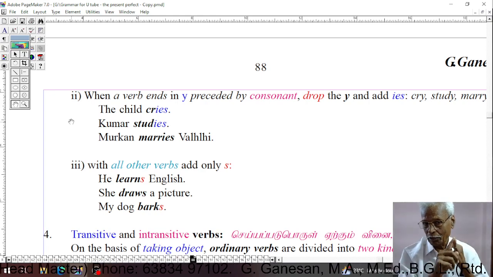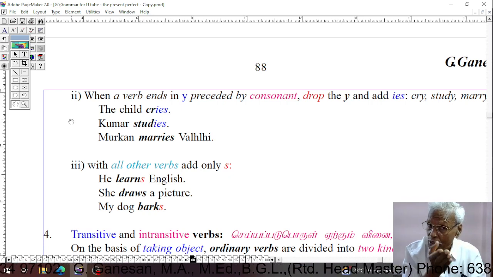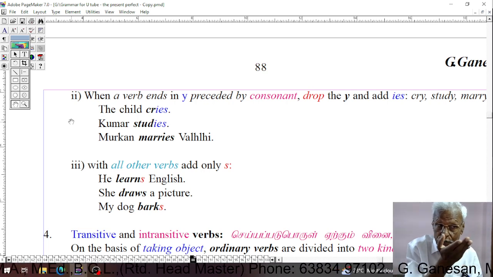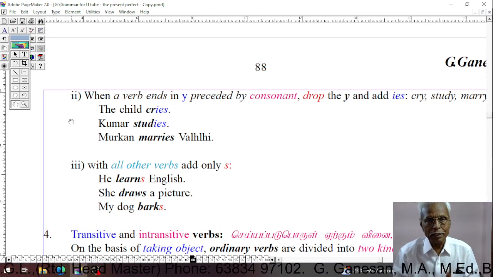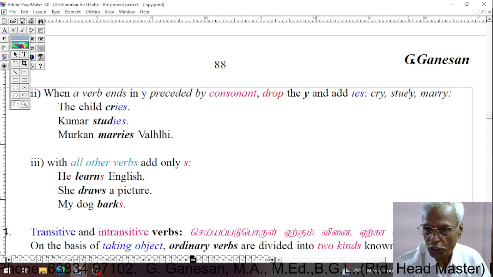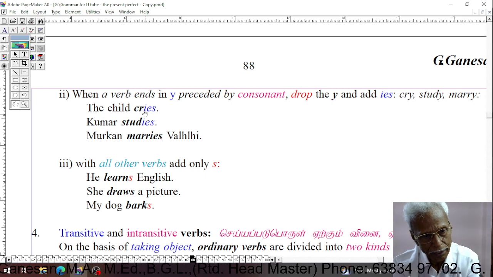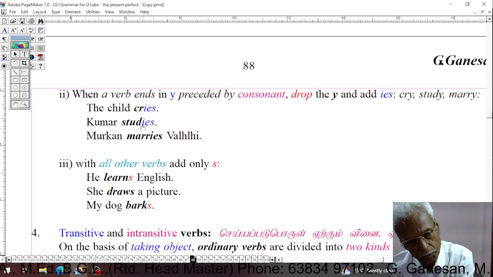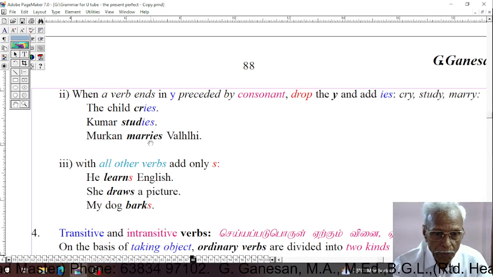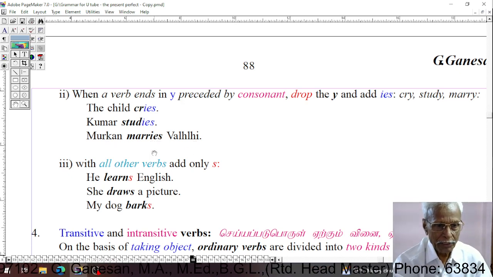Then under rule 1B2, if the verb ends in y preceded by a consonant, drop the y and add ies. You see, cry, y preceded by a consonant; study; marry. The child cries: y has been removed and ies has been added. Kumar studies. Murugan marries Valli.